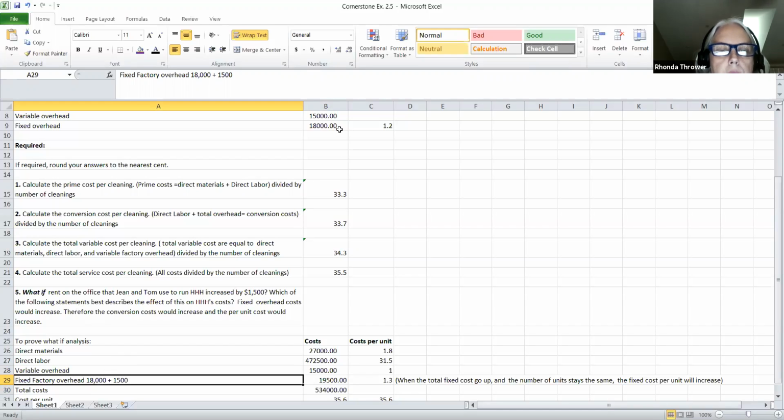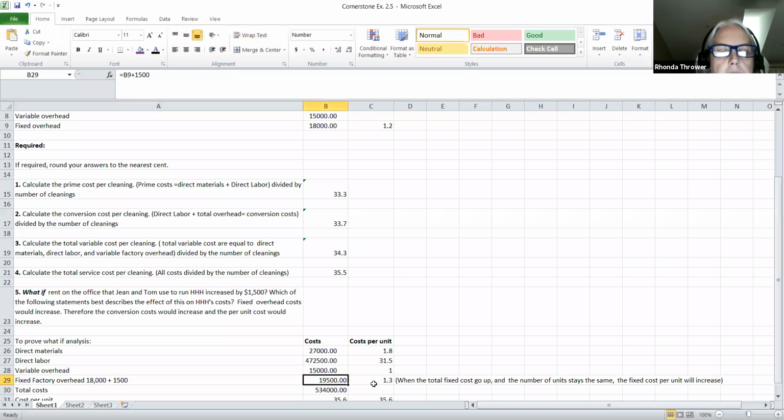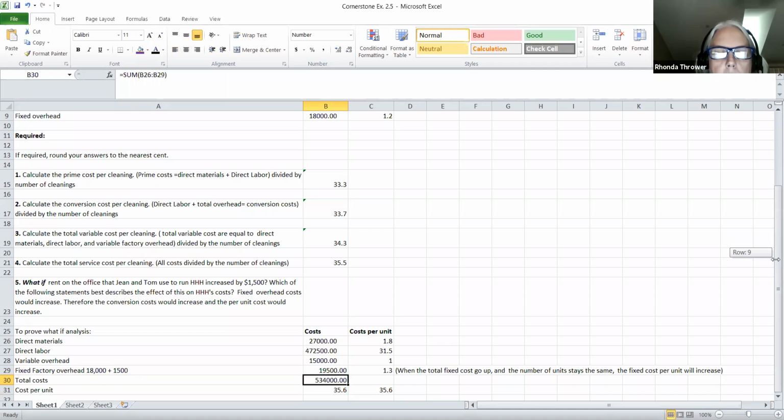So our fixed overhead costs were $18,000 before the what-if analysis. But when we apply that $1,500 to that, the total fixed cost would have increased to $19,500. Therefore, the total cost, all of these combined, the materials, labor, and all of the overhead combined together, would amount to $534,000.